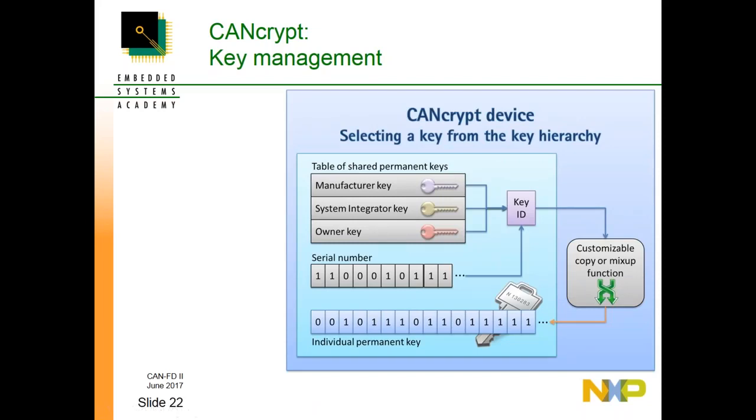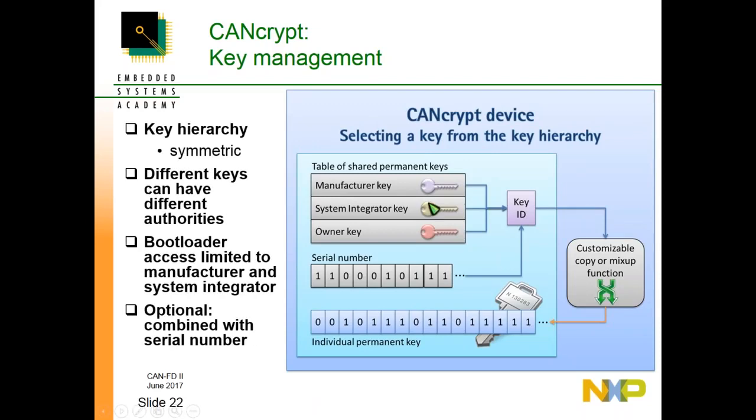When we talk about keys, we also have to talk a little bit about key management. The CANcrypt system supports a key hierarchy, so we have multiple keys available. For our bootloader, we have chosen to use 2 keys, a manufacturer key, which has a higher security level than the system integrator key. The system integrator key could be given to a technician who is doing the software update, but this way the technician doesn't need to have the manufacturer key to perform the update. Optionally, these can be combined with the local serial number, so if required and you really need to track individual devices, this allows you to have an individual manufacturer or system integrator key for each serial number.